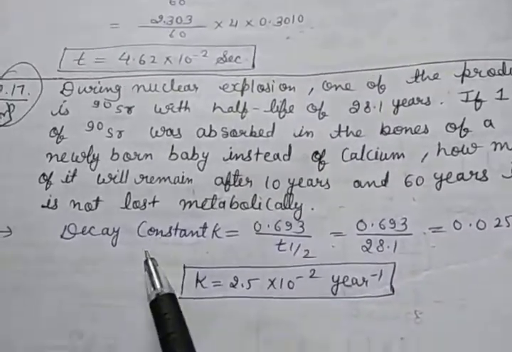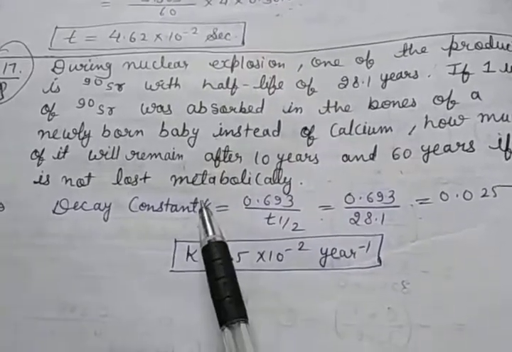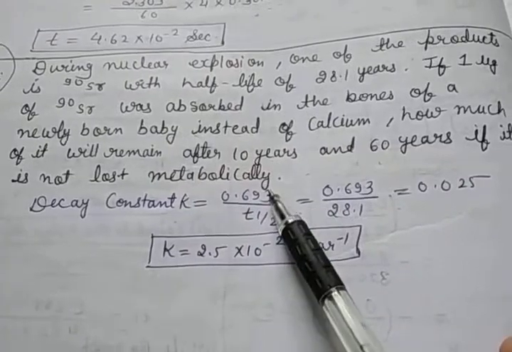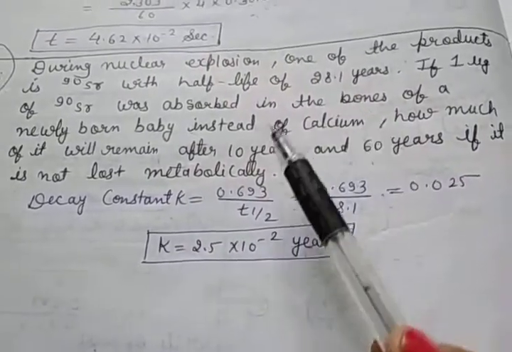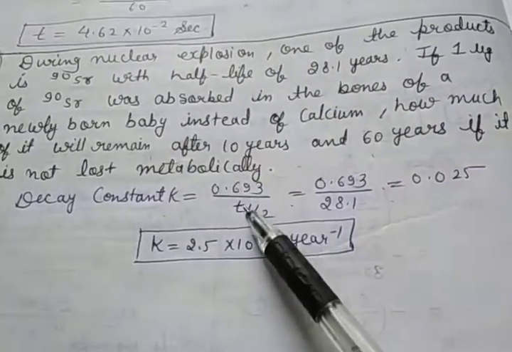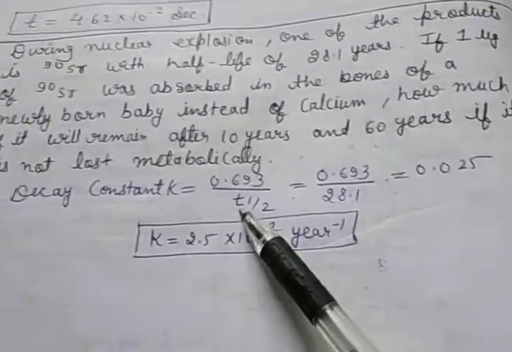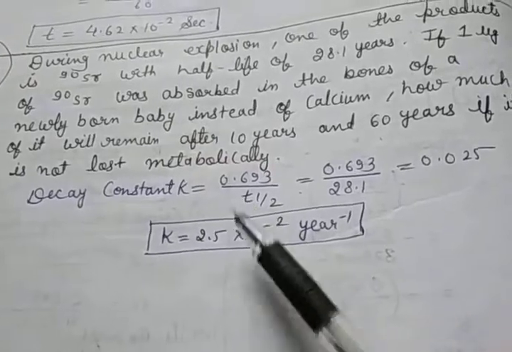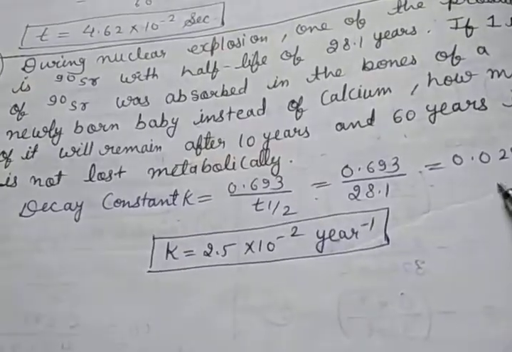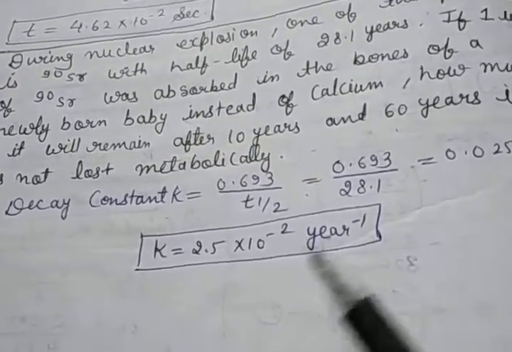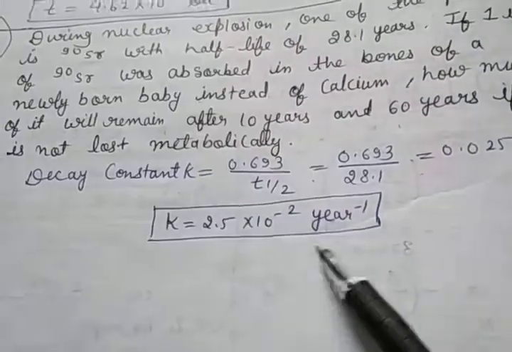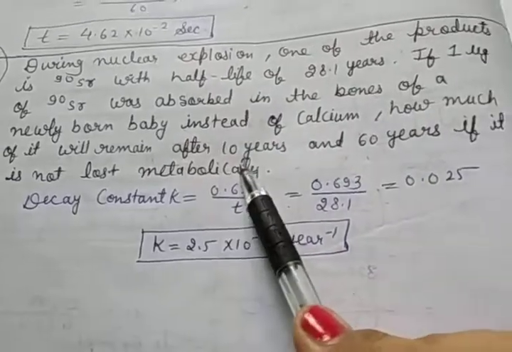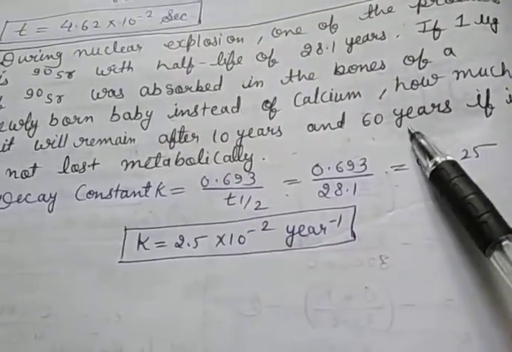Okay, because calcium and bones are related, and bones always decay, according to the decay and half-life period, since the half-life period is given, the formula is K equals 0.693 divided by T half. T half is given as 28.1. From this formula we have to find the K value. We write it this way: 2.5 times 10 to the power minus 2 year inverse. Then we have to find the value after 10 years and then after 60 years.